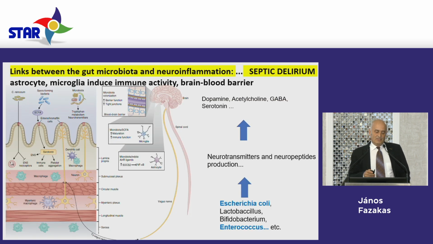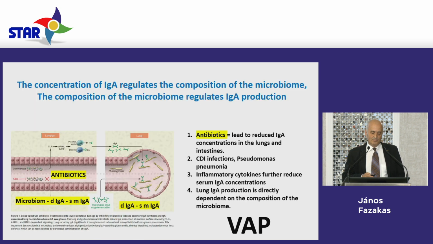And there is a link between the gut microbiota and the neuroinflammation, which could play a role in the septic delirium. Why? Because our microbiome and also the pathological microbiome will produce neurotransmitters and neuropeptides at the local site. They communicate with these. And these neurotransmitters and neuropeptides we use in our brain for function. So if the levels start to increase, we could have a potential role in the septic delirium.